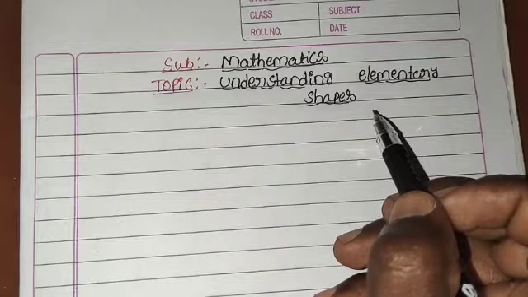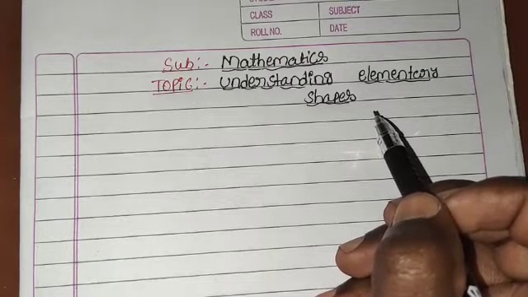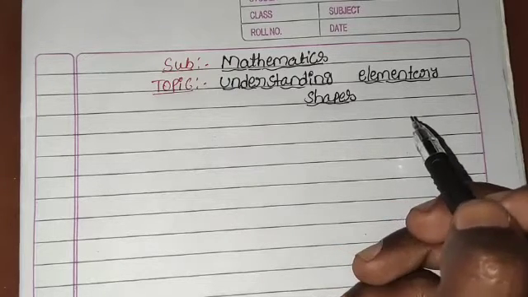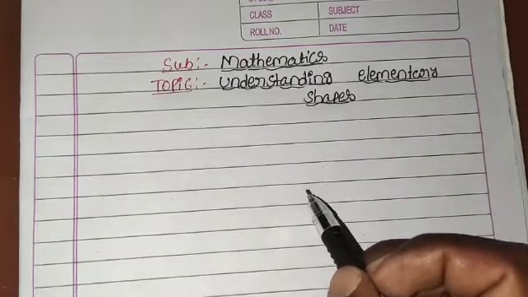Which are the geometrical figures we learned? A line segment, ray, and then triangle, quadrilateral, polygons. These are all the topics that were learnt in the previous chapter.